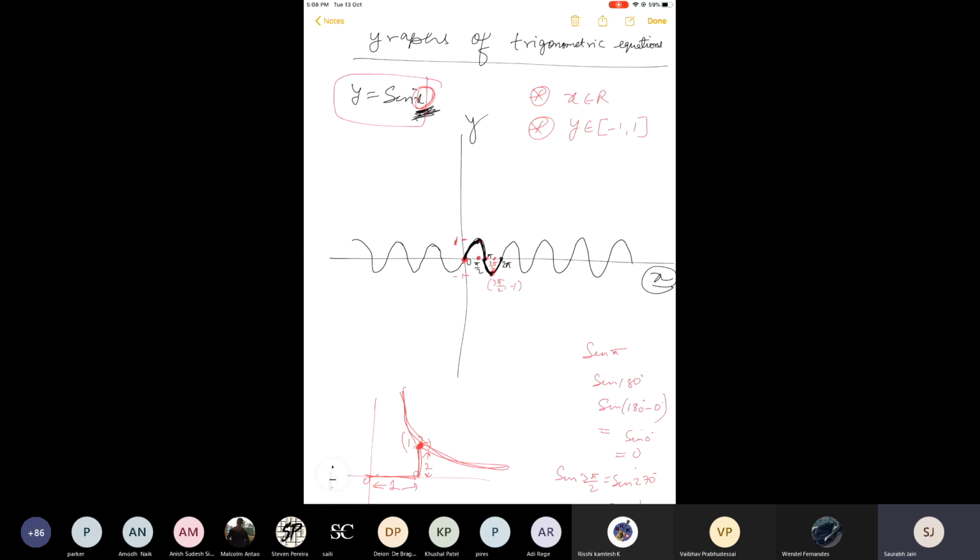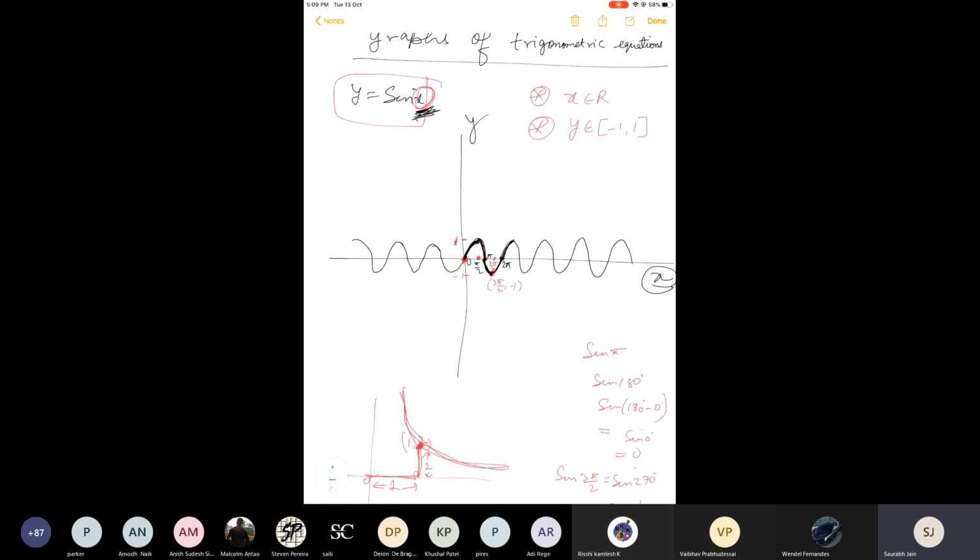After that, this is 2 pi. After that, what will happen? You will come back again in the first quadrant. So what will happen? The shape will start repeating. So just remember this one, this branch. Remember this branch, the blue one.